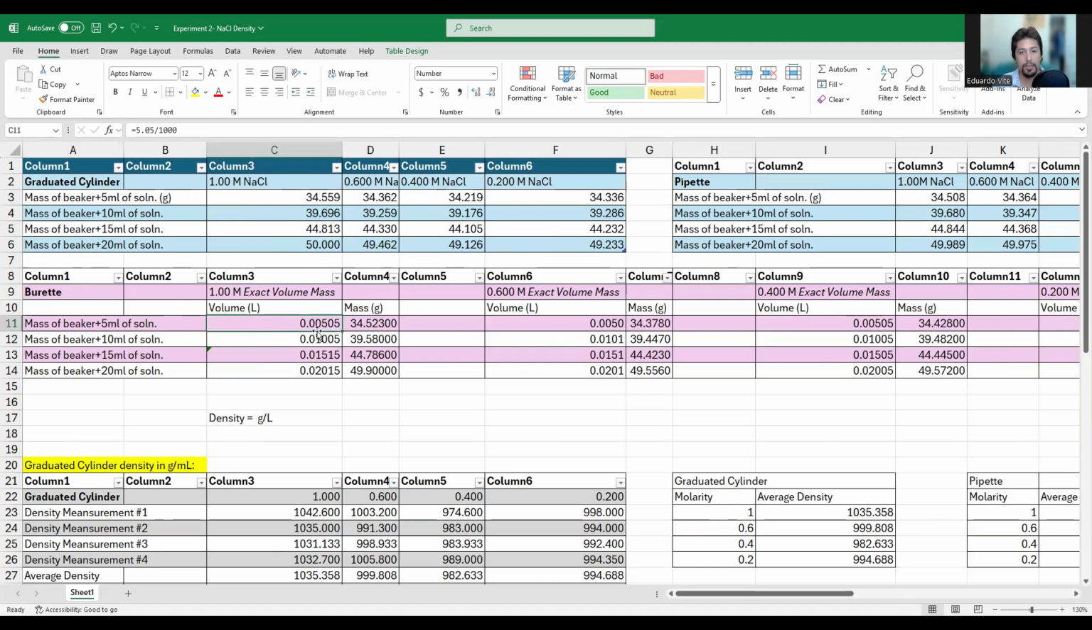So your volume should be in liters. We measured in milliliters, so make sure you do that conversion. You can see here the milliliters in the equation sheet divided by 1000 will give you the liters. And you can simply do that on Excel. You can do it yourself and type in the numbers, whatever works for you.